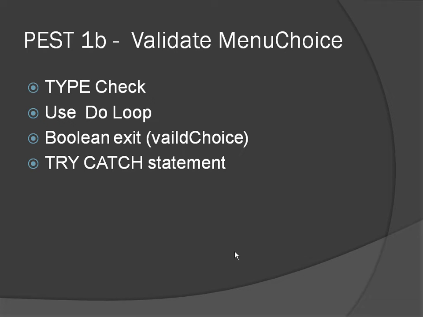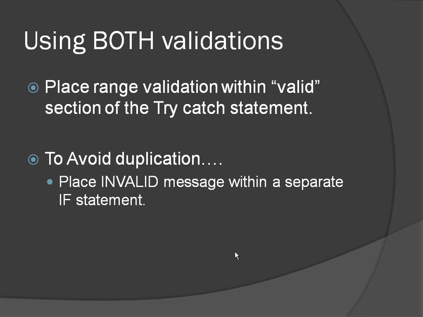We've done a type check, we've also done a range check, and what we want to do now is to put them both together. The basic gist is we're going to place the range check within the type check. And then we're going to do a little bit of neatening up by placing the invalid message outside of it all, just so we don't have to keep typing that in.